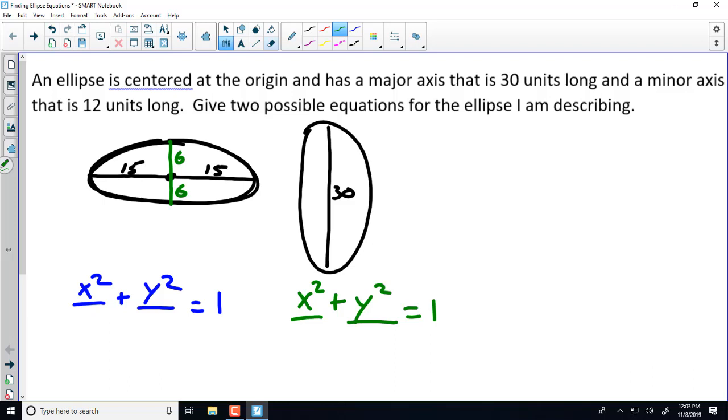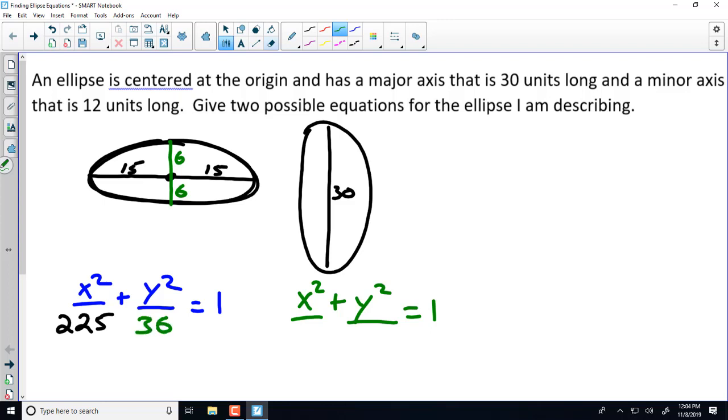So that's pretty much all we need to know to put the numbers underneath x squared and y squared. We just need to square those numbers. So since we're going left and right 15, we square the 15, which is 225, and that goes under the x squared. And underneath the y squared, we square the 6, and that's going to be 36. And that's one possible equation.